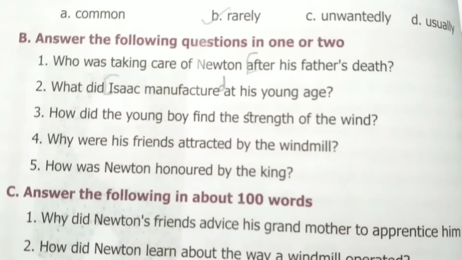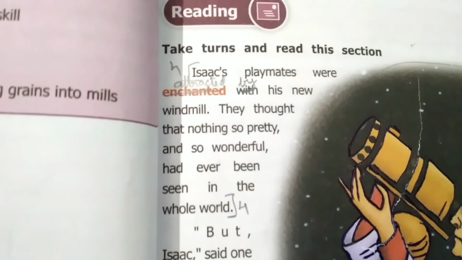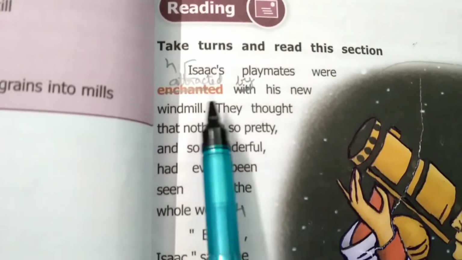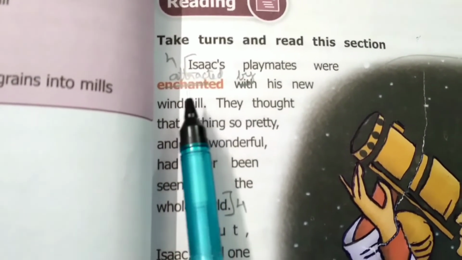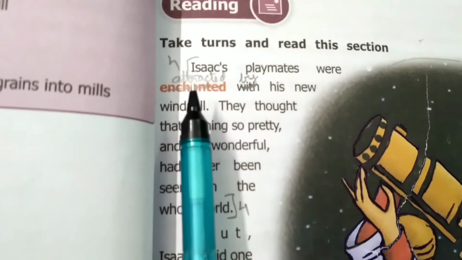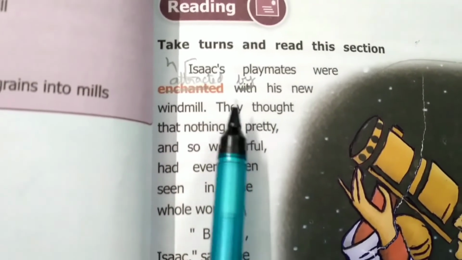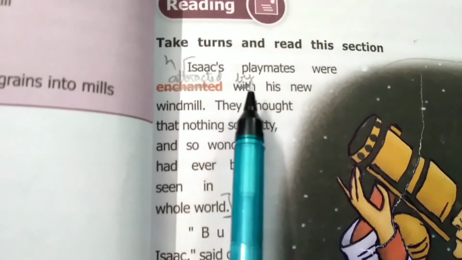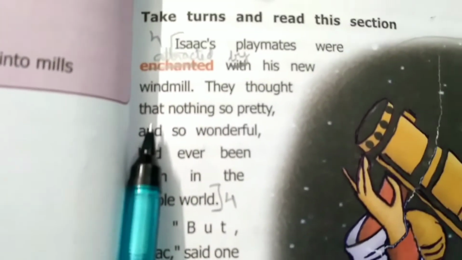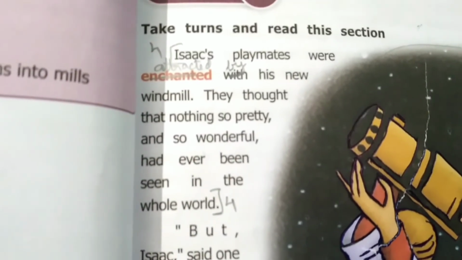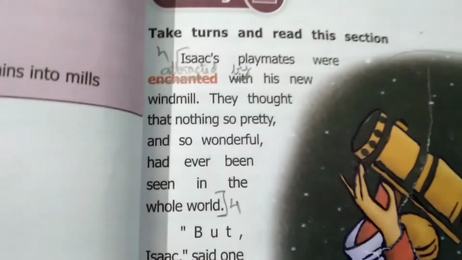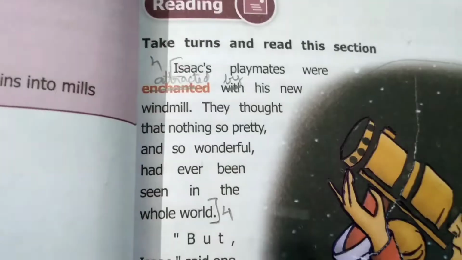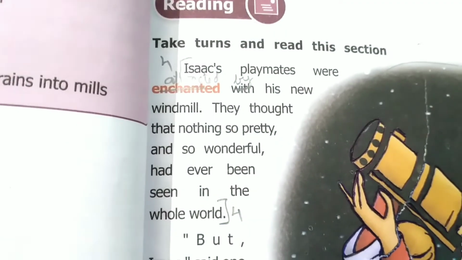Why were his friends attracted by the windmill? Page number 67. Mark it from here: Isaac's playmates were enchanted. Enchanted means delighted, very enjoyable, but in our question they have asked 'attracted', so write 'attracted by'. Isaac's playmates were attracted by his new windmill. They thought that nothing so pretty and so wonderful had ever been seen in the whole world. Mark from here till the end of this one. This is the fourth answer.